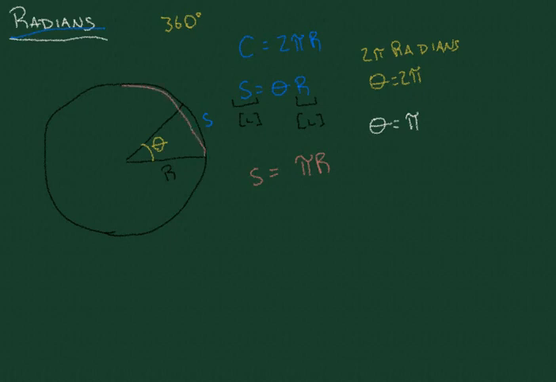So we trace this line around, and so s is half of the circle, right? And so if we want to convert back and forth between radians and degrees, we notice that this means that 2 pi radians is equal to 360 degrees. So 1 radian is equal to 180 divided by pi degrees.